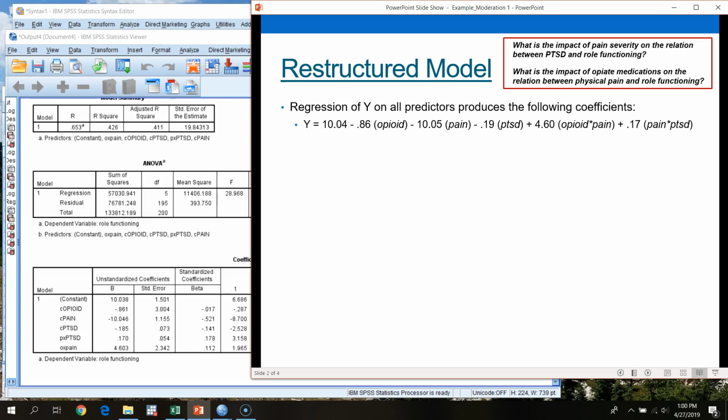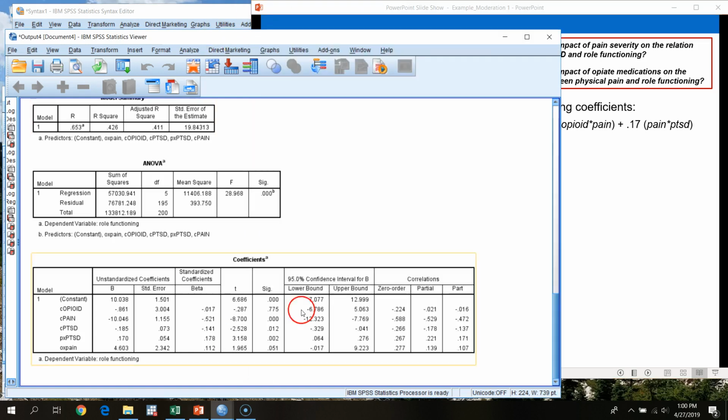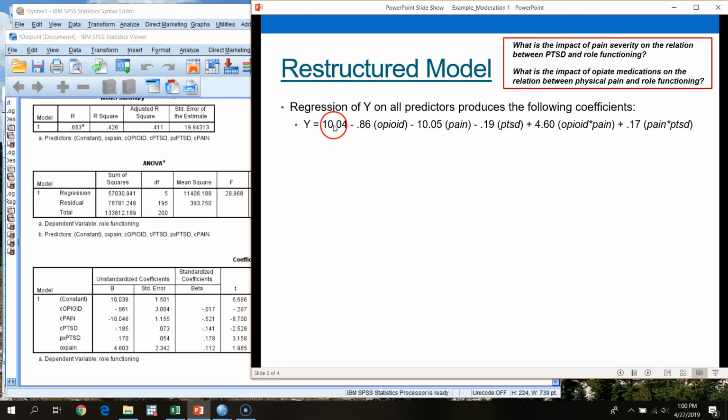And so one of the things that I like to do, once I've got my base model here, is to go through and actually hand factor this out, just to make sure that I have a handle on what's what. So here's my intercept, 10.04, my coefficient for opiate use, my coefficient for pain, my coefficient for PTSD, the interaction of opiate use and pain, and the interaction of pain and PTSD. Write these out. This is my base model here. And what we can start doing is factoring this out.